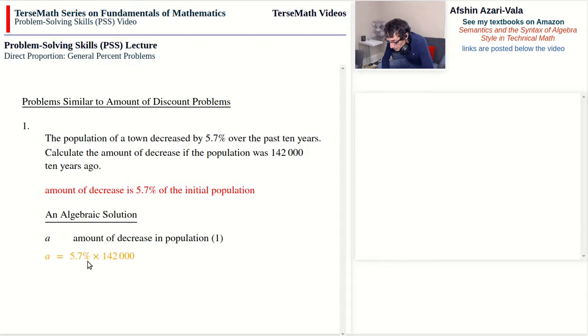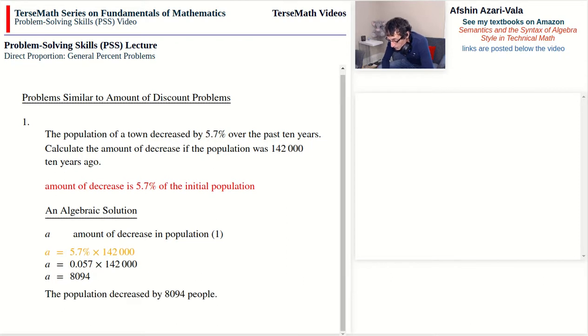And in this case, if I convert 5.7% to a decimal, percent of course means divide by 100, which means the decimal point moves back over 2 digits. I get 0.057. So the equation that I would write would be A equals 0.057, 5.7% of 142,000. Working this out, we'll find that it comes to 8,094. So the population decreased by 8,094 people.